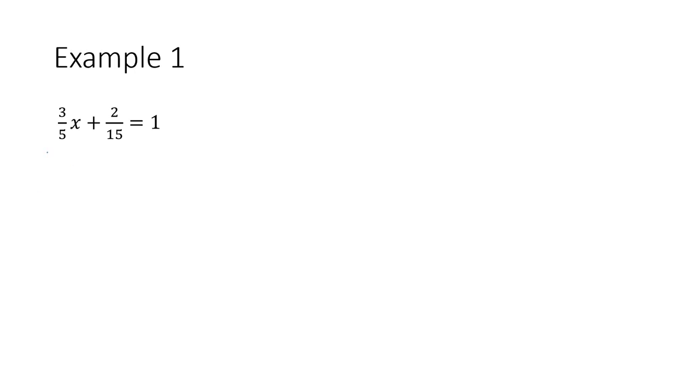So to get rid of the fractions, I can multiply everything in the function by 15. You can use your calculator if you need to help you simplify. 15 times 3/5, I would do 15 divided by 5 is 3, times 3 is 9.